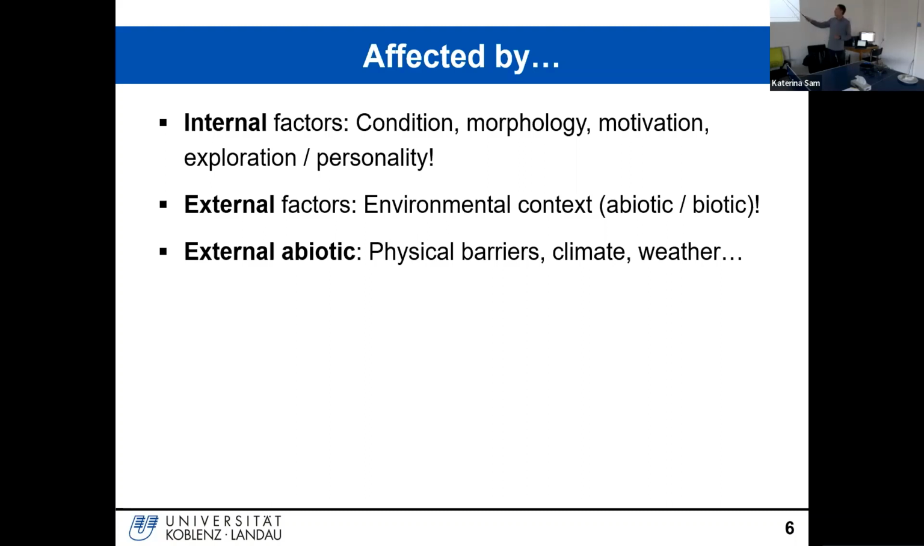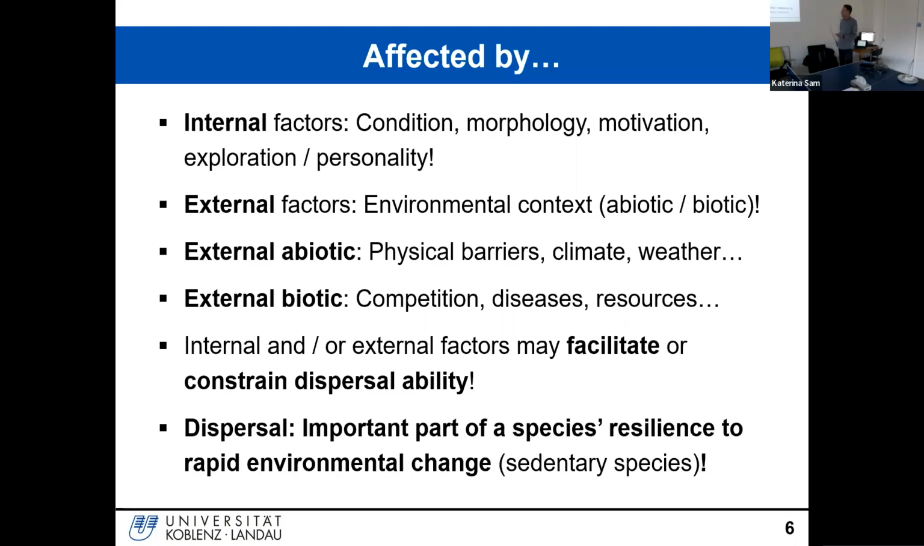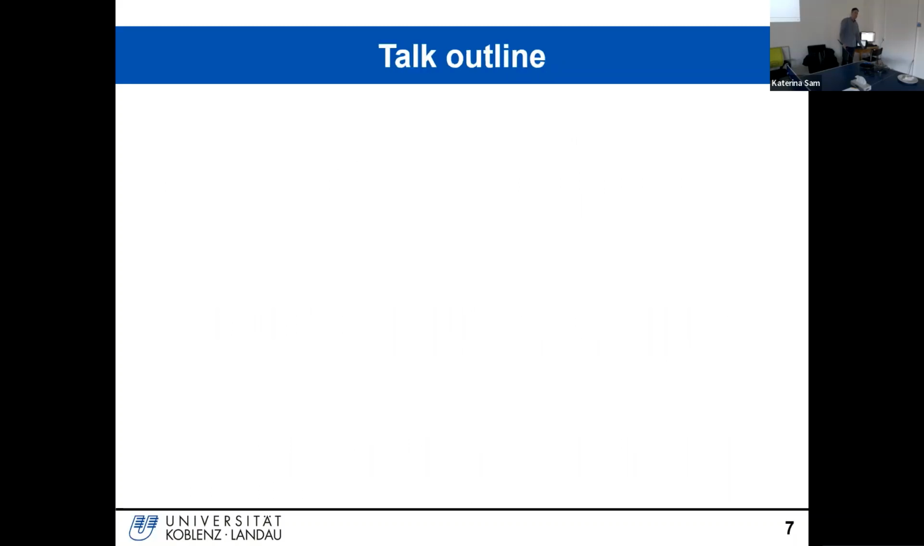That's physical barriers. It might be influenced by climate, by weather conditions. And then, of course, you also have the external biotic factors like competition, diseases, resources you need. And all these different factors may facilitate or they may constrain dispersal. So to sum up, dispersal is a very important part of a species' resilience to environmental change. And this is especially true for so-called sedentary species, because they have problems with reaching new habitat, because typically they stay at home.